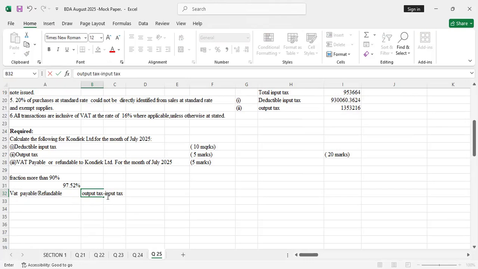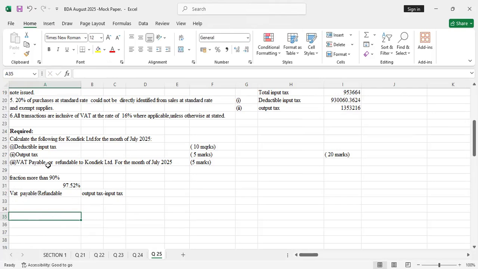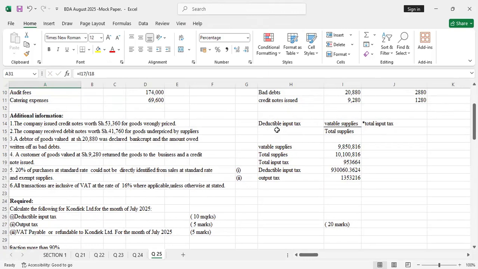Input tax. And pay attention. So now we are answering number 3, because we have found out that the fraction is more than 90%. And which fraction is this? The fraction originates from the formula for deductible input tax. You take variable supplies over total supplies.